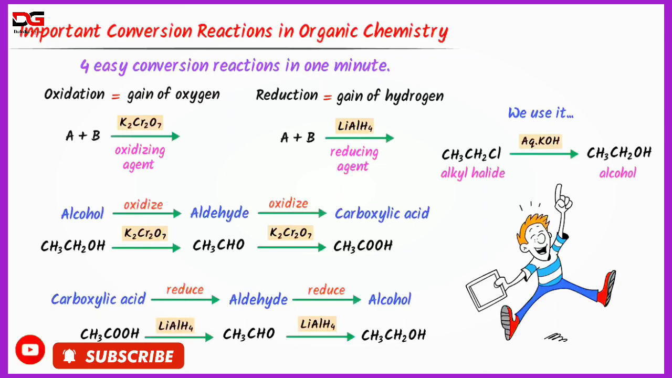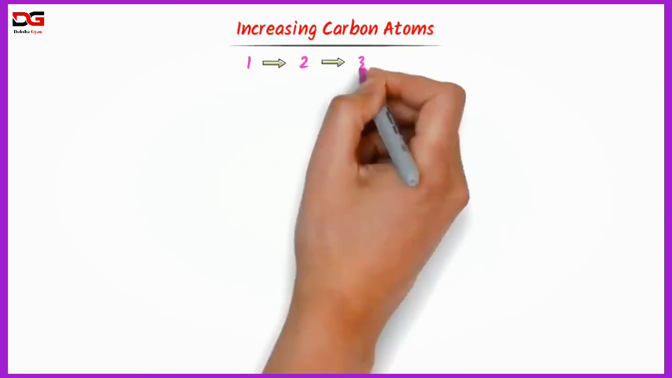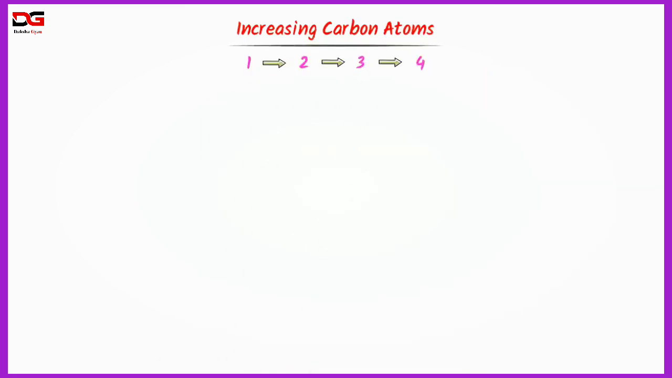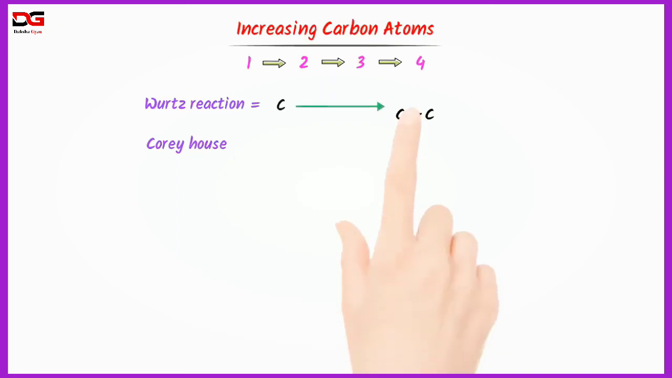Now let me teach you important conversion reactions of increasing carbon atoms. In such type of conversion reactions, the number of carbons increases from 1 to 2, 2 to 3 and 3 to 4. We use 2 reactions to do these conversions. One is Wurtz reaction and the second one is Corey-House reaction. In Wurtz reaction, we convert single carbon atoms to 2 carbon atoms.